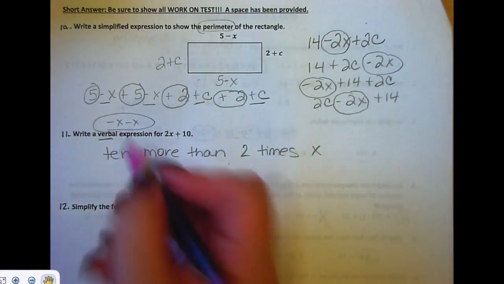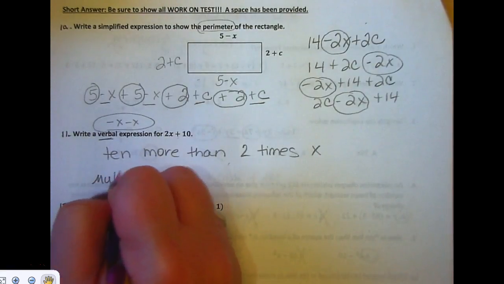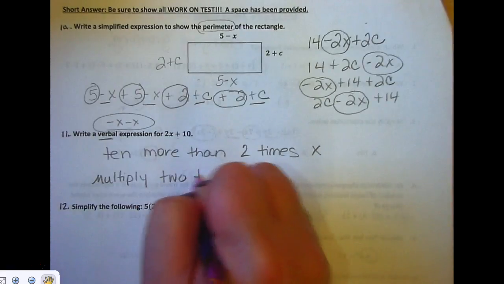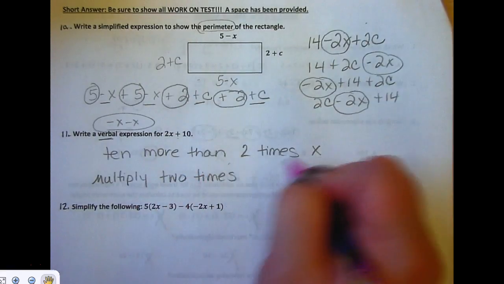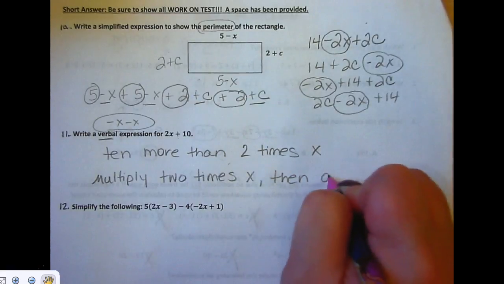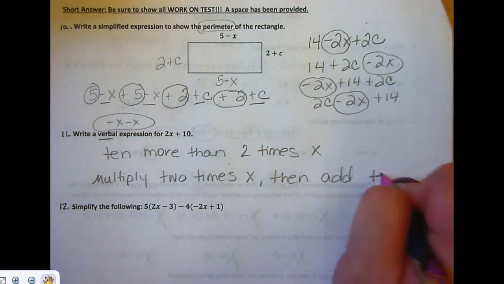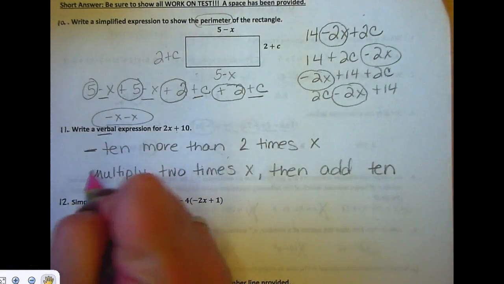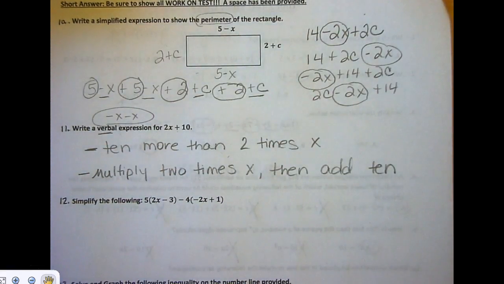You might see it as multiply 2 times x, then add 10. Do you think those are the only 2 ways you could write it? No, there could be lots of different ways. Those are just 2 options.